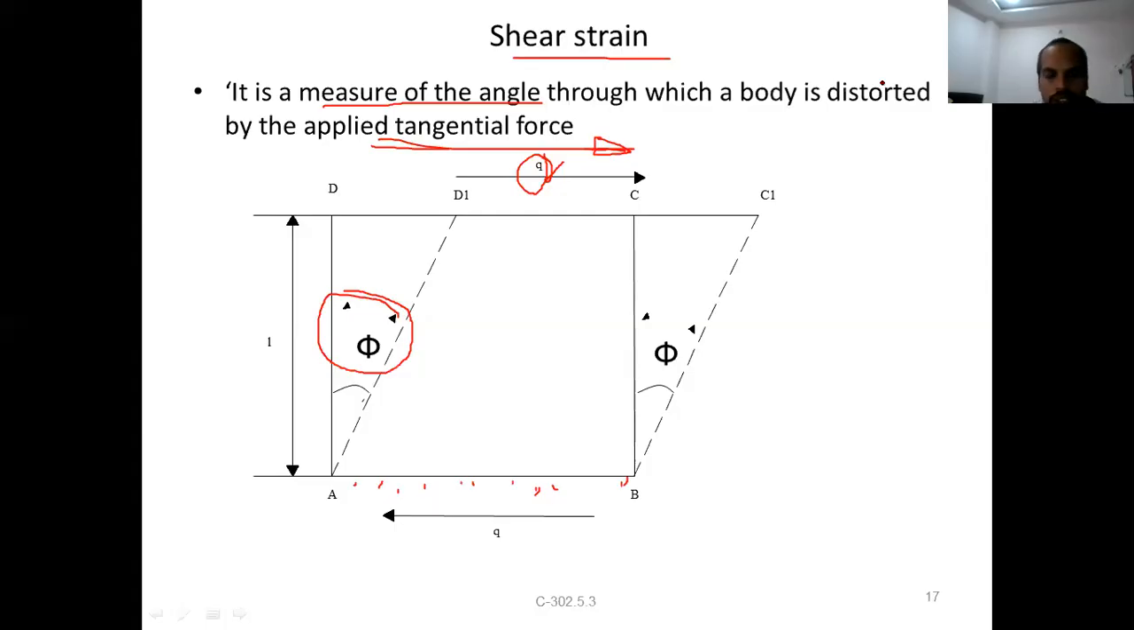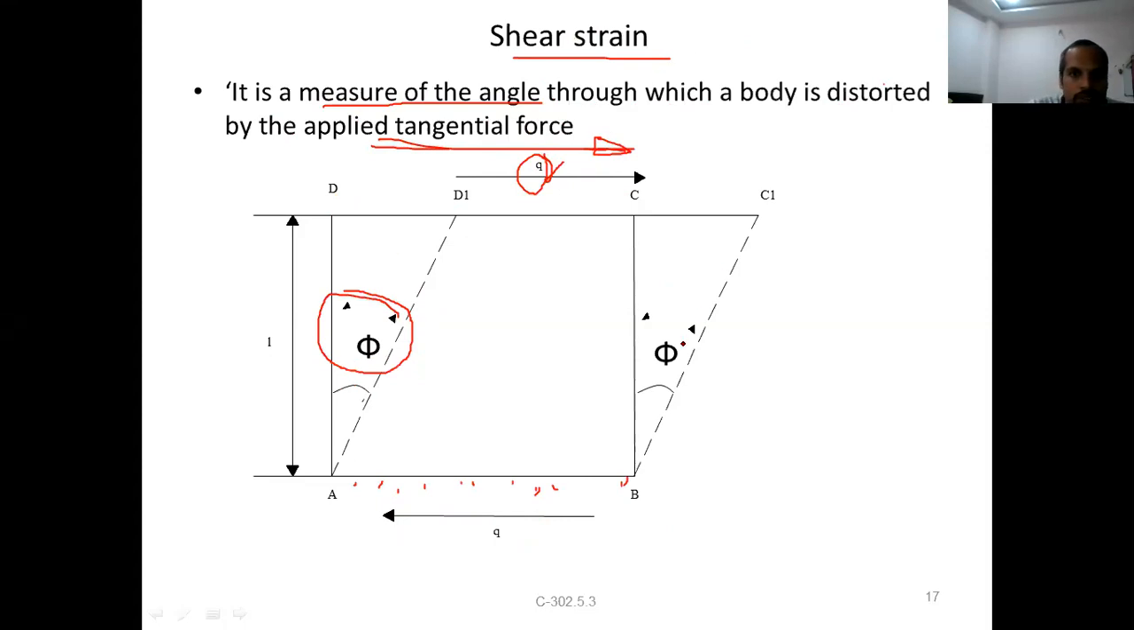So what is shear strain? It is a measure of the angle through which the body is distorted by the applied tangential force. Due to this tangential force Q, resistance will be developed. An equal and opposite force will be applied here also. So this side is Q and this side is Q, so that the body will be in equilibrium. Because of this force there will be a distortion, and that amount of distortion is nothing but your shear strain.